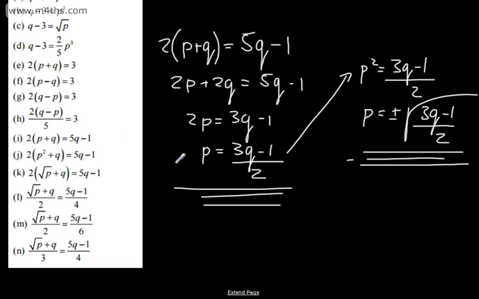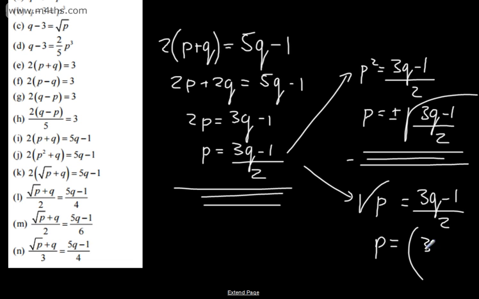With this one, again, all we would have at this stage is the root of p is going to be equal to 3q minus 1 over 2. So exactly the same as we had before, but p would be equal to that quantity, and it's all of that squared. We need to square both the numerator and the denominator of that fraction, like so.